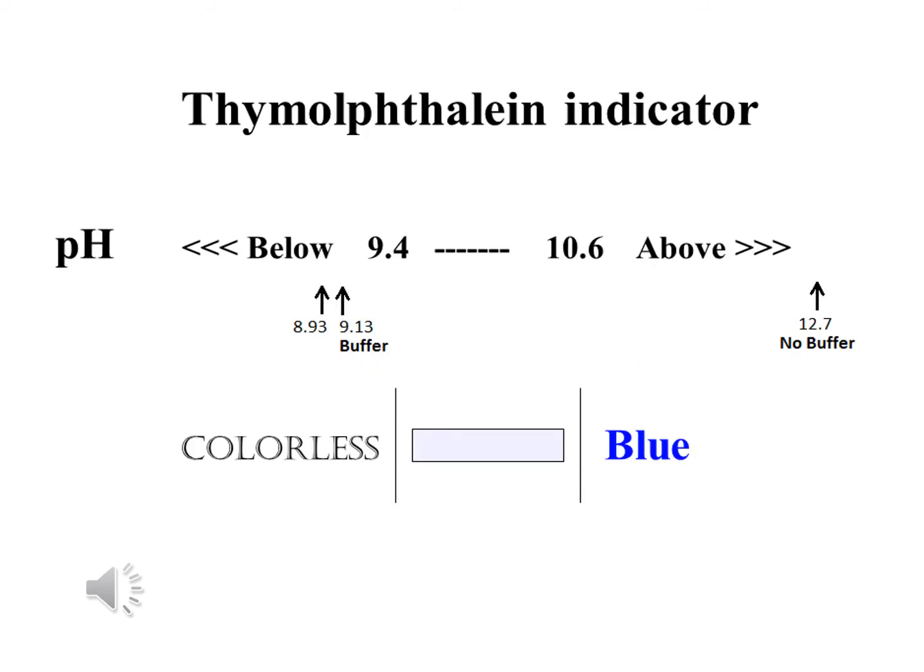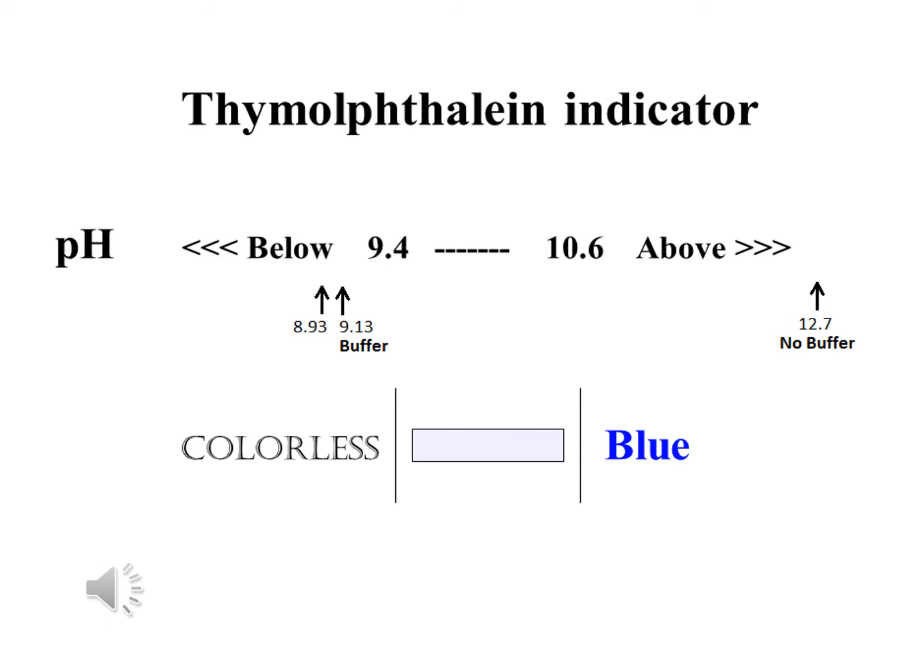In the experiment, both of the flasks started at 8.93, which is in the colorless range. When we dissolved the sodium hydroxide in the non-buffer, the pH went all the way up to 12.7, which is obviously going to turn it blue. But when we added the same amount to a buffer, it stays at 9.13, it stays in the colorless range.